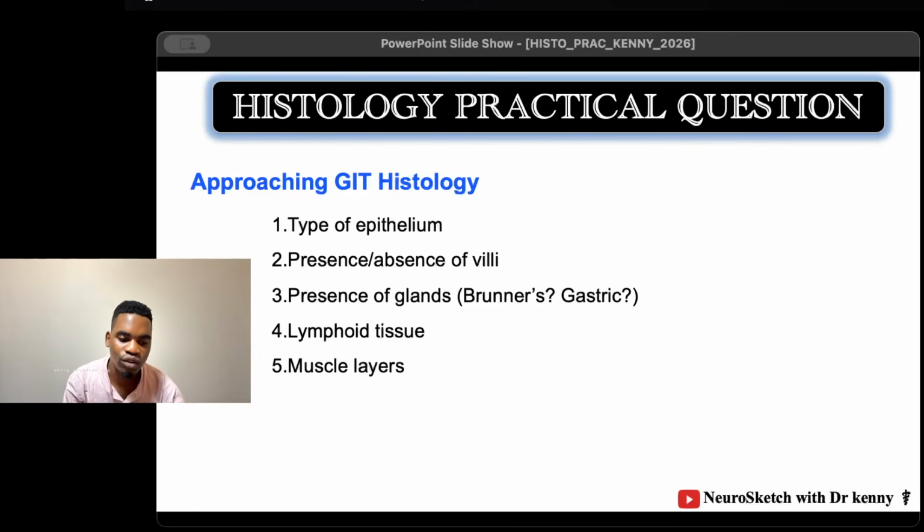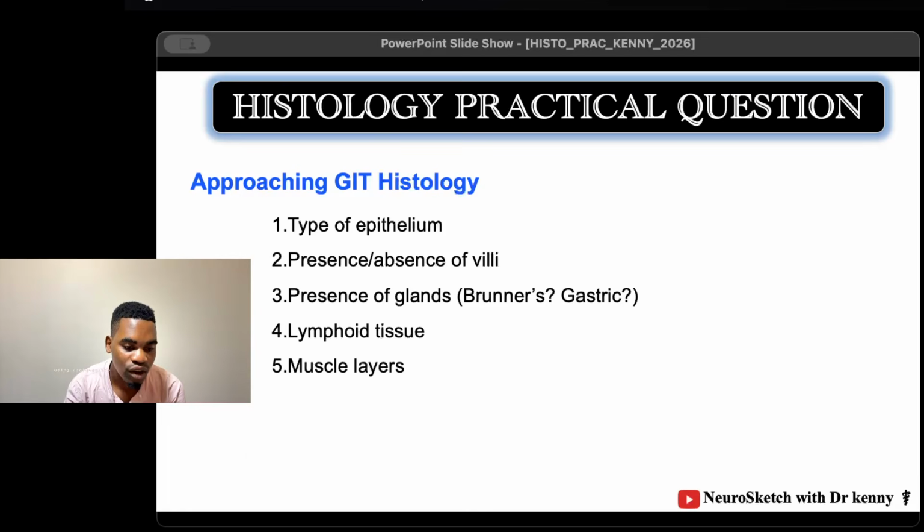I'm also going to look for lymphoid tissue. Lymphoid tissue is more characteristic of the intestine. Most of the intestine has this lymphoid tissue. And remember, your Peyer's patches are also found in the intestine, which helps with lymphoid tissue.